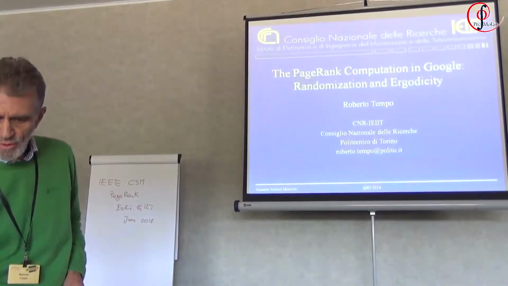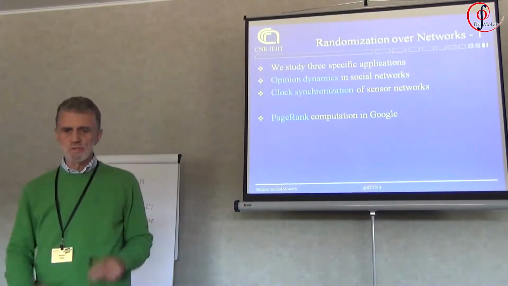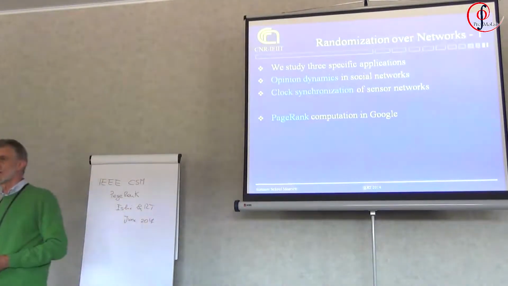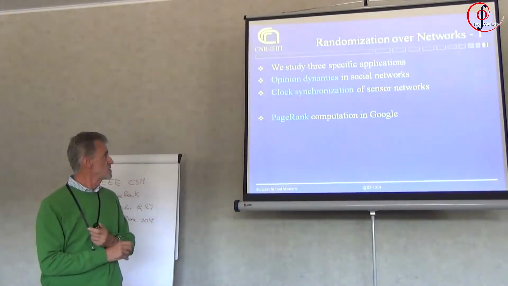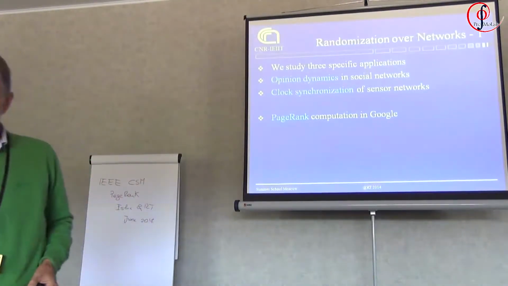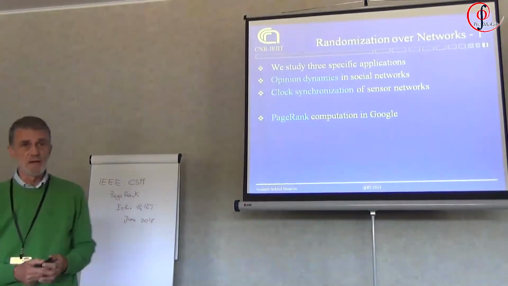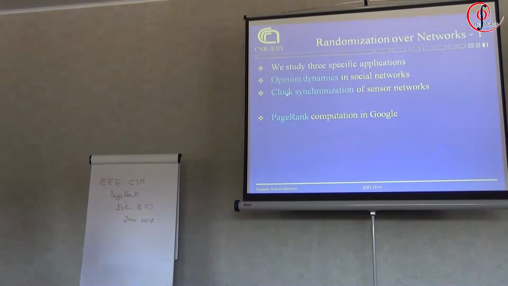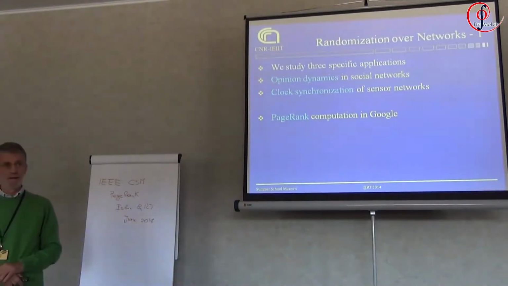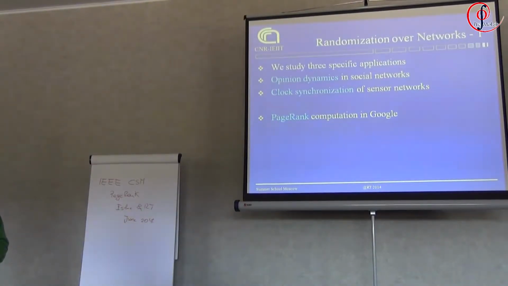Okay, so PageRank computation in Google, randomization and ergodicity. Just a couple of words in order to connect this talk with what we talked about yesterday. We have a general methodology for handling randomization over networks, and in particular we are studying 3 different applications. The first application that we studied yesterday is opinion dynamics in social networks. The second one was clock synchronization of sensor and other wireless networks. And today we are going to discuss PageRank computation in Google. There is a 4th application that I'm working on, but we're still far from getting results, and that's related to smart grid.